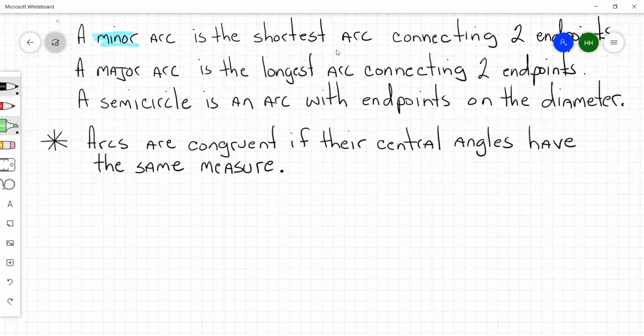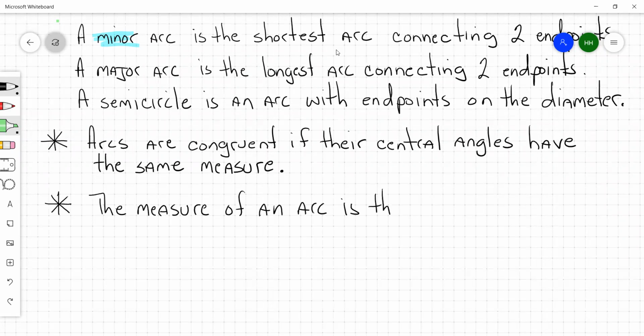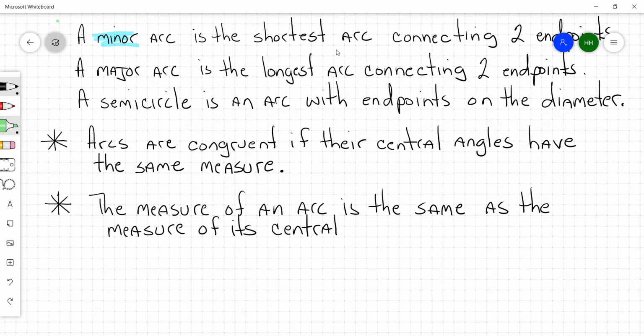And then just as important as that, super important: the measure of an arc is the same as the measure of its central angle. The measure of an arc is the same as the measure of its central angle.